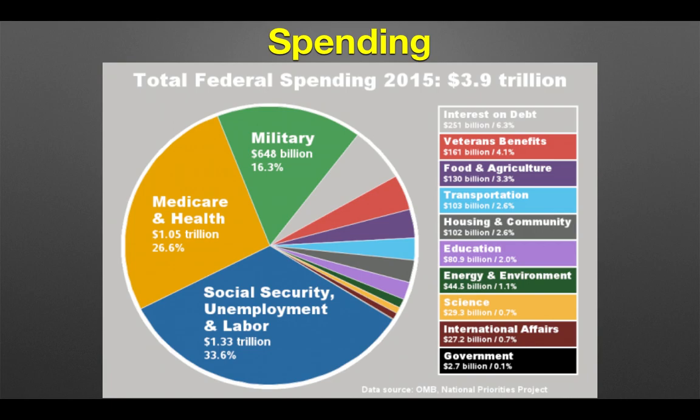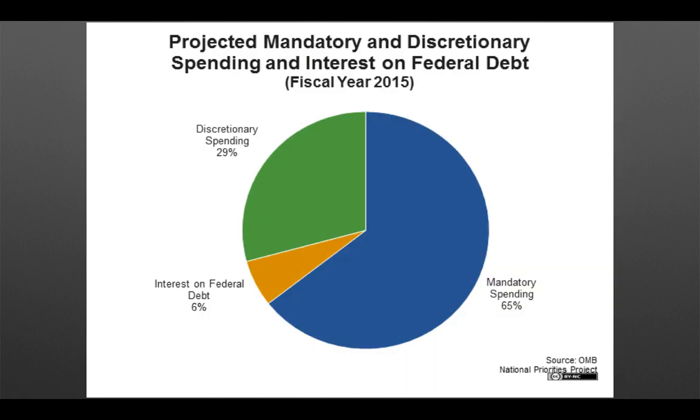But Medicare and Social Security are the mandatory. So it's the largest of the discretionary spending, that is for sure. But when it comes to the others, it's not. This is projected mandatory, discretionary spending and interest on federal debt. So you see right here, mandatory is 65%, discretionary is about 30%. So when you elect a president, you're electing the percentage that they're going to spend in discretionary spending there. Then you also have the interest on federal debt, which is 6%, pretty high.